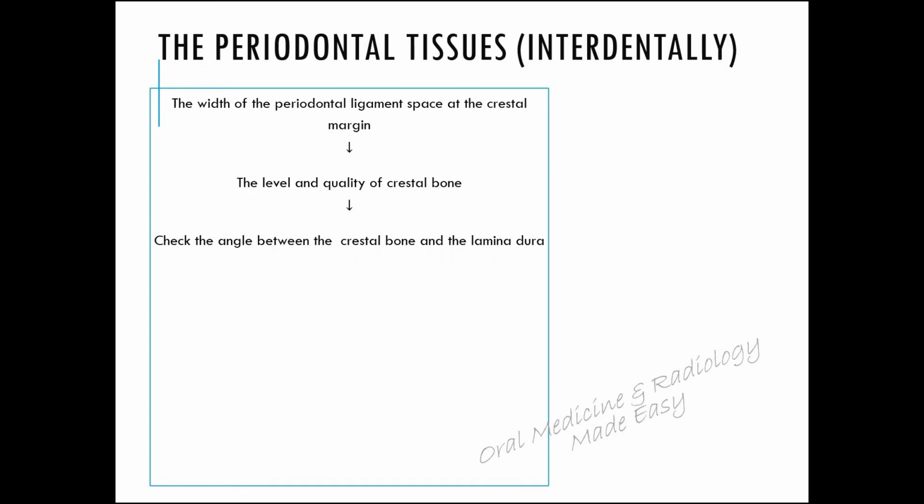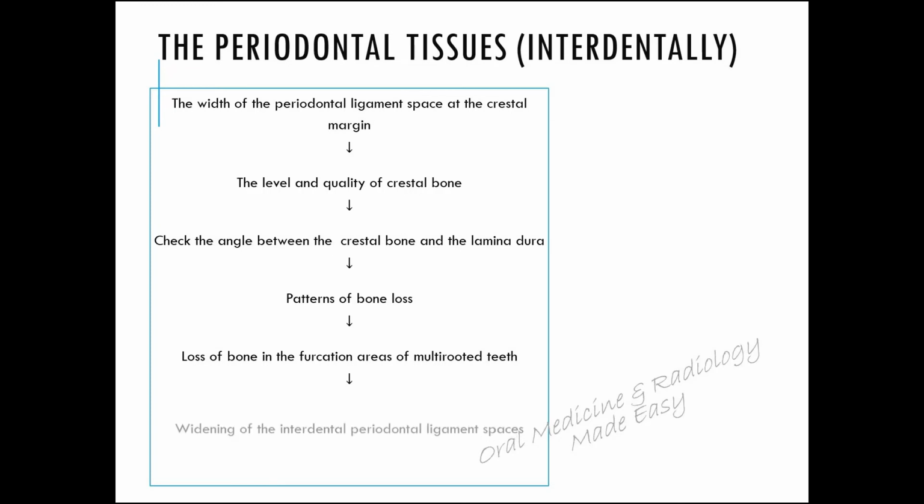Loss of normal sharp angle between the crestal bone and the lamina dura, the bone angle becomes more rounded and irregular in periodontitis. Also, check the pattern of bone loss, whether it is horizontal or vertical bone loss, and also check for the loss of bone in the furcation areas of the multi-rooted teeth and widening of the interdental periodontal ligament spaces, and check if there are any calculus deposits.